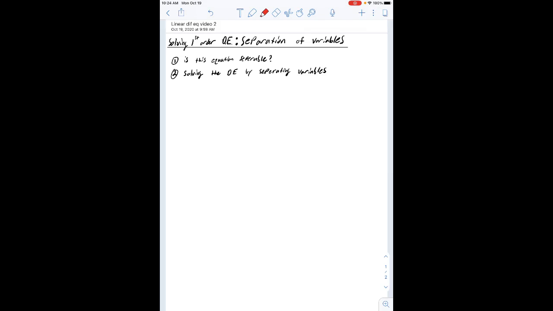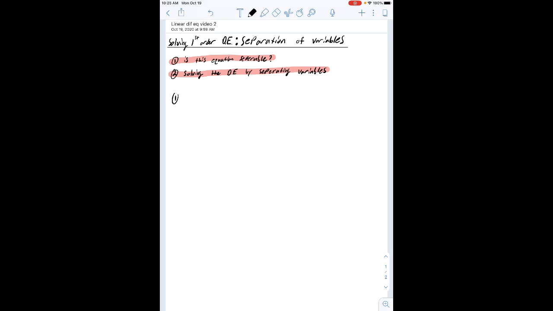Today we'll be going over how to solve first order differential equations using the separation of variables method. So first off, we'll be going over what is an equation that's separable, so how do you determine if an equation is separable, and then second we'll be going over how do you solve these differential equations by separating the variables, whether it be dy over dx or dy over dt. The variables don't really matter, just how do you solve these differential equations.